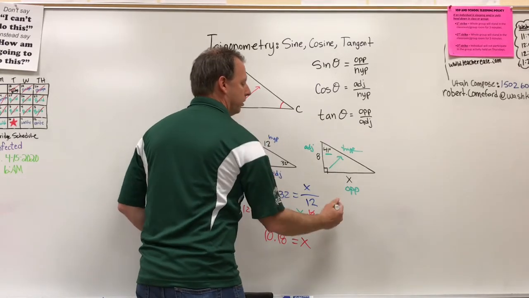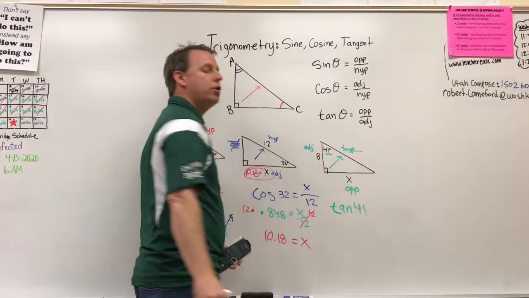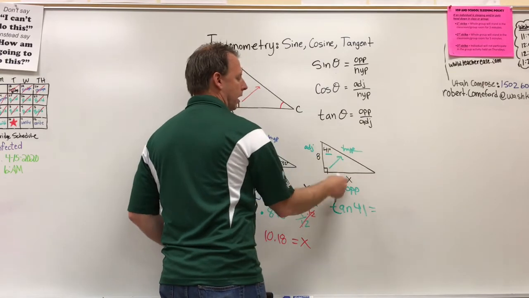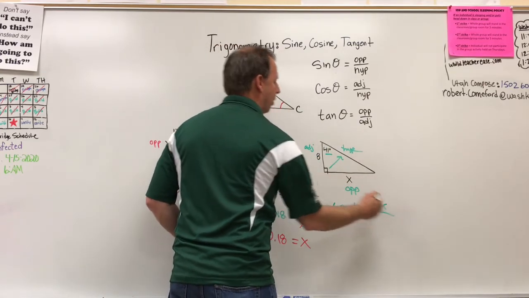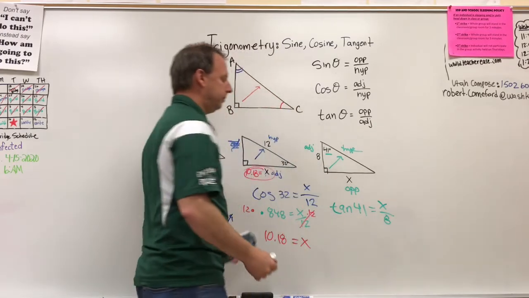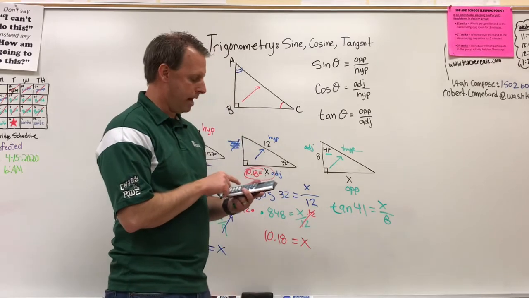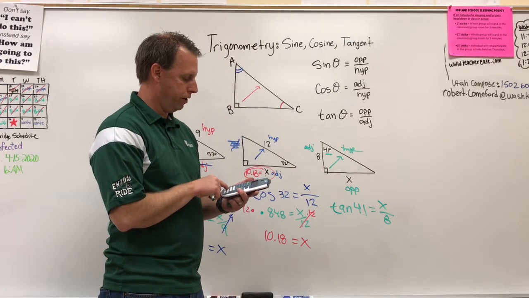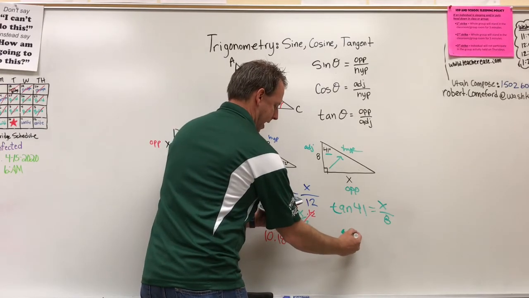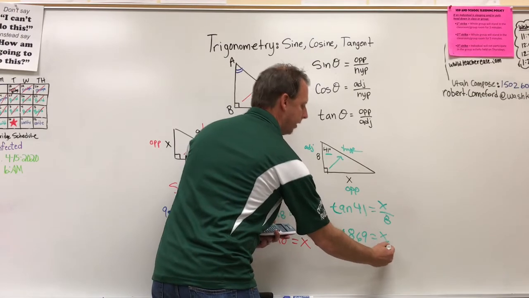Let's write as an equation. Tangent of the angle. So remember, the angle I'm interested in is this 41. That's the one I'm using. And then equals opposite. That's the x over adjacent. That's the 8. One variable, x, this is just a number. I can punch it out on my calculator. Tangent 41, .869 equals x over 8.